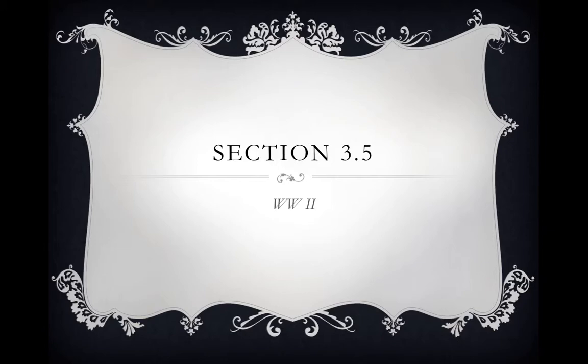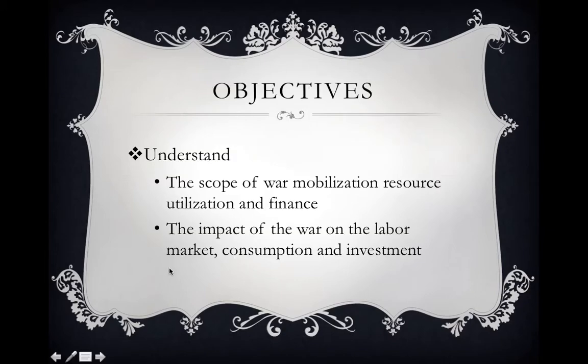So let's take a look at this moving forward. We want to get a basic understanding of the mobilization of resources that was necessary in order to produce the items that were needed for a war. So we're talking about the utilization of resources, but we're also taking a look at finance. In particular, how did the United States finance World War II?